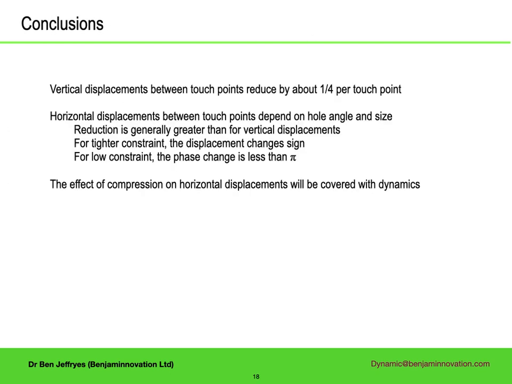Finally, a summary. Vertical displacements between touch points are reduced by a factor of nearly 4 between spans. What happens for horizontal displacements depends on parameters such as hole angle and size. In general, the reduction will be greater than for vertical displacements, and depending on the constraint, the displacement may or may not change sign between spans. We will look at what happens under compression together with dynamics in the final presentation.